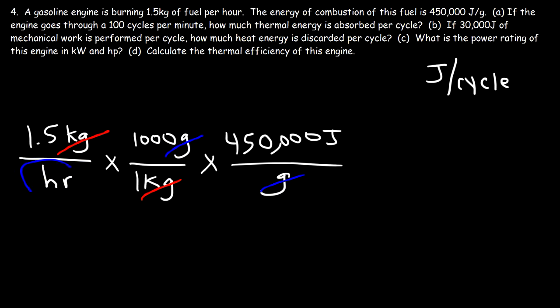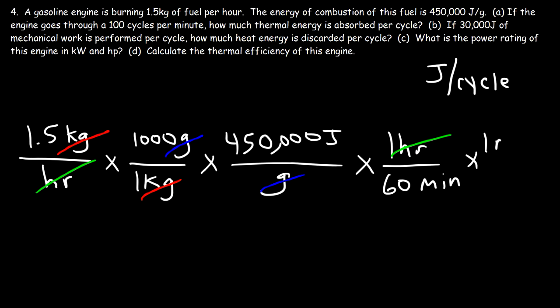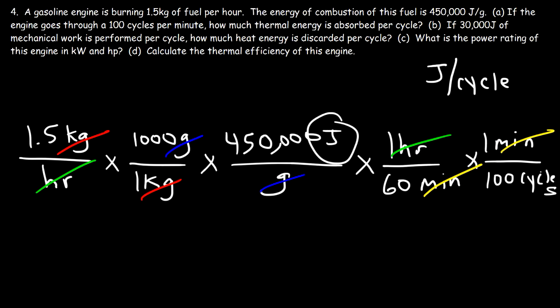Now I still have a unit of time that I have to get rid of. And this value connects cycles with time. So I have 100 cycles per minute, which means I need to convert hours into minutes. So 1 hour is equivalent to 60 minutes. So the last thing I need to do is multiply by the number of cycles per minute. So in 1 minute, there are 100 cycles. So we can cancel these units. So now I have the energy in joules per cycle.